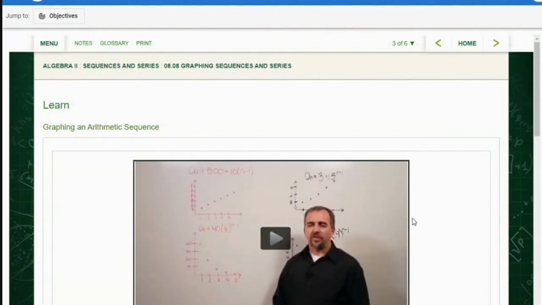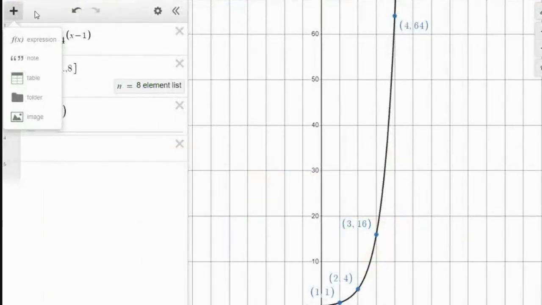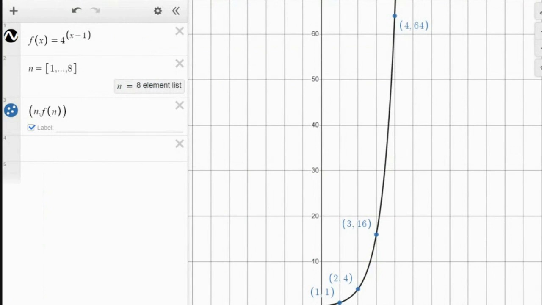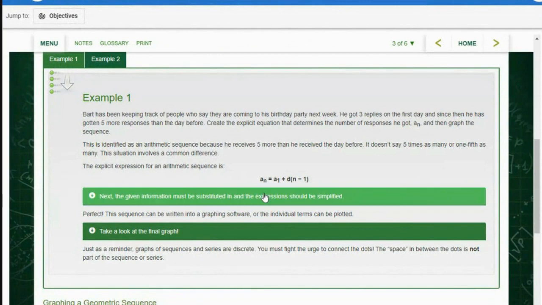All right, so he shows how to graph an arithmetic sequence, and he does it by hand. We've already looked at it in Desmos, so I'm not going to watch this video, but you can watch the video if you need to, if you want to go back and see that. But we've done that on Desmos, showing you how to do that right up here.